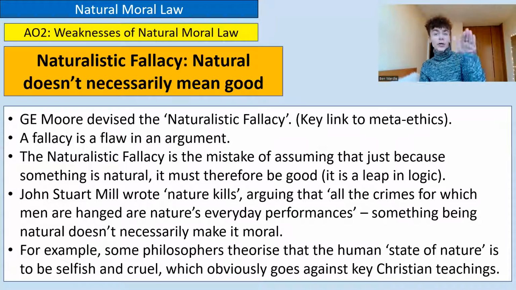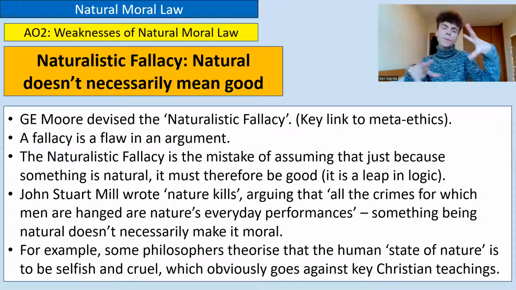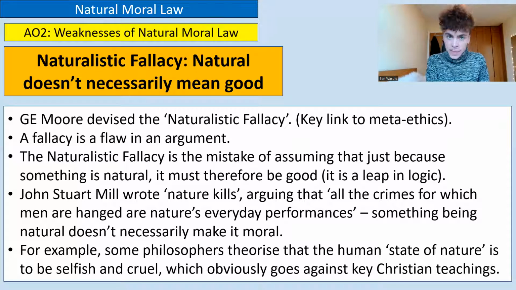Okay, one final weakness for you. This is a little bit of a higher level one. It's something you'll probably have spoken about with metaethics, I want to say, and it is the naturalistic fallacy. It's the idea that something being natural doesn't necessarily mean that it's good. This is significant because natural moral law is, of course, all about doing good and avoiding evil.